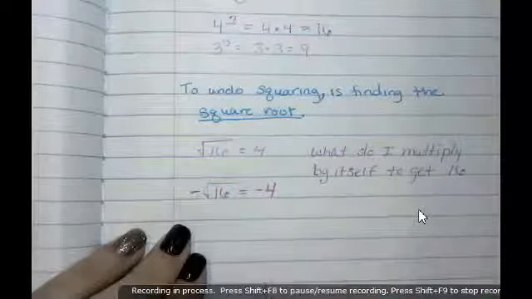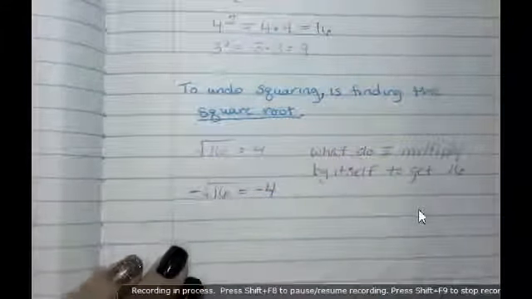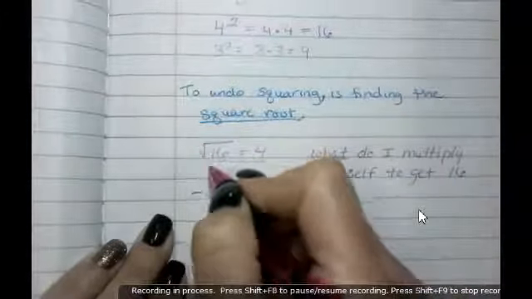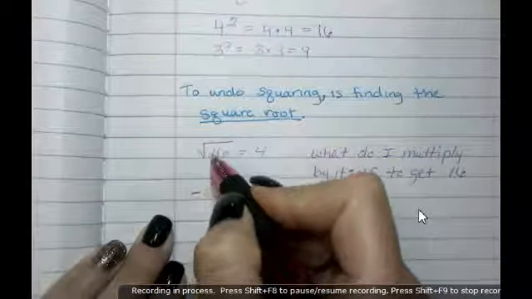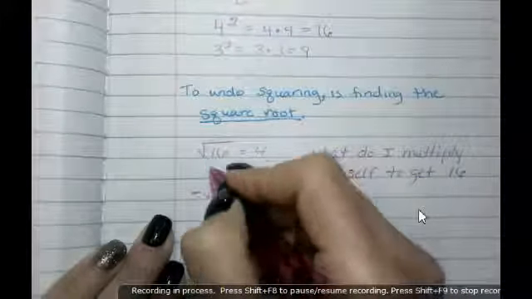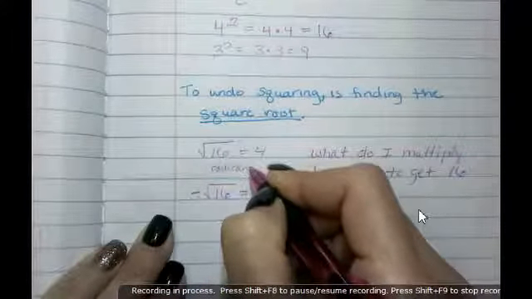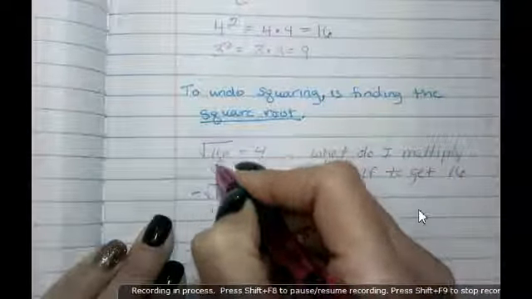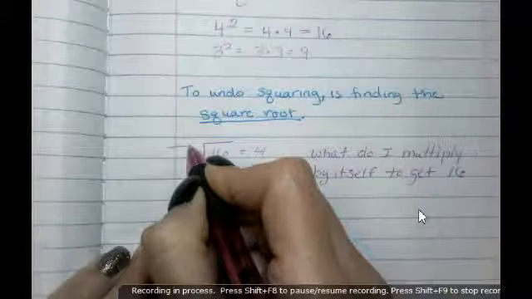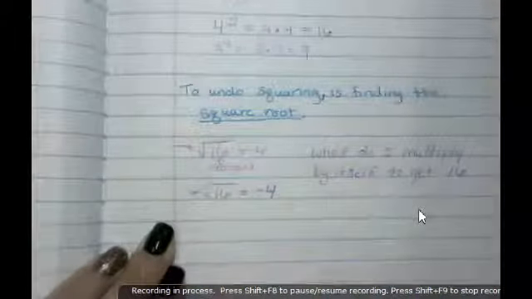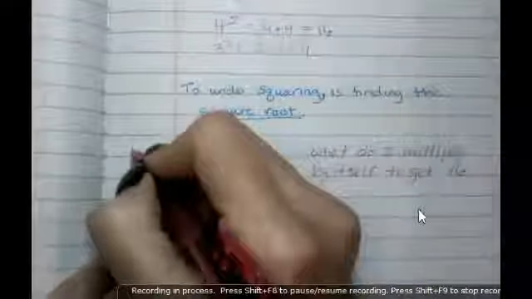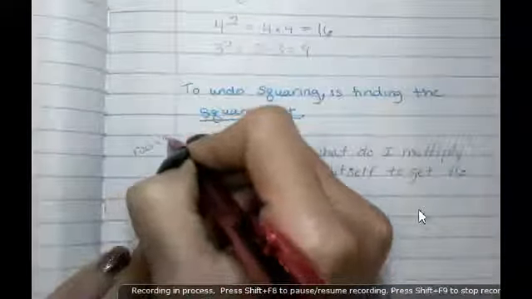A little bit of vocab that might be helpful in this section. The number that comes inside is called the radicand. And this big check mark, almost like a division symbol, a little bit different, is called a radical sign.